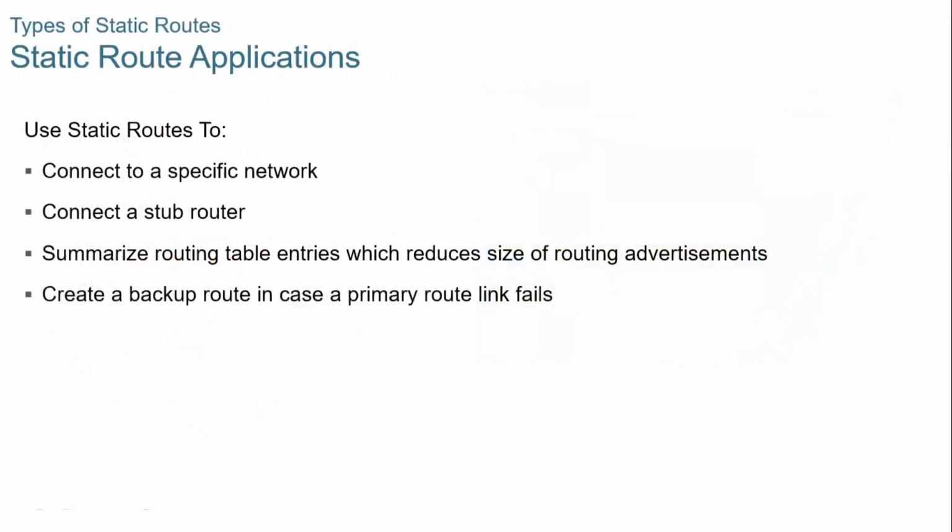So you can use static routes to connect to a specific network, connect to a stub network. You can summarize routing table entries, which reduces the size of routing advertisement. Okay, so if you summarize a few routes and then make that into a static route, you don't have to have so many things in your routing table. Why is reducing the size of the routing table important?